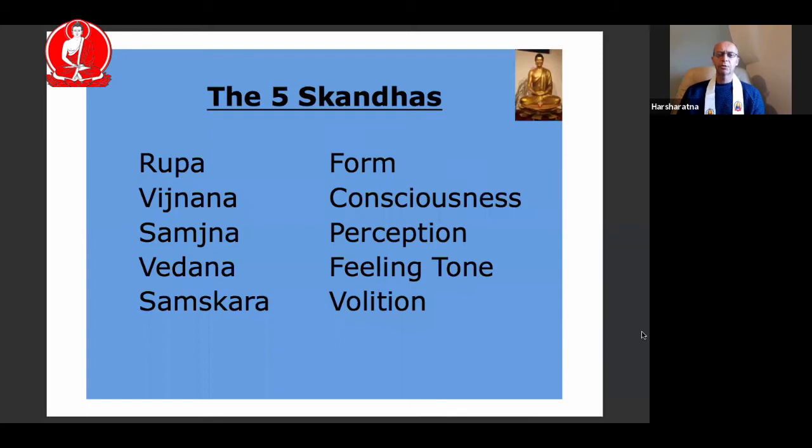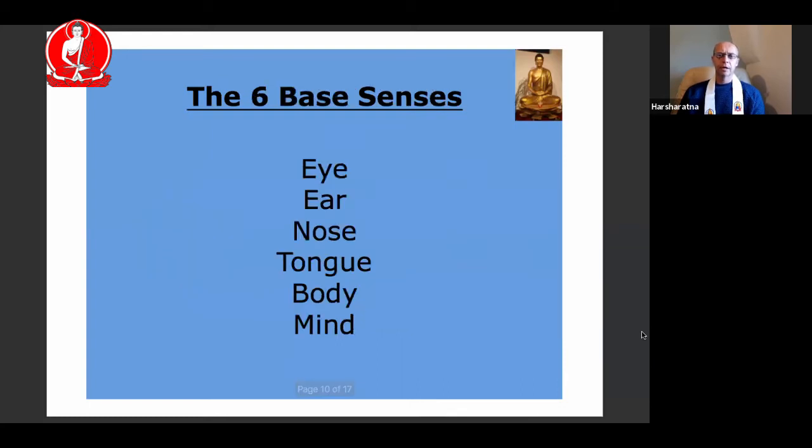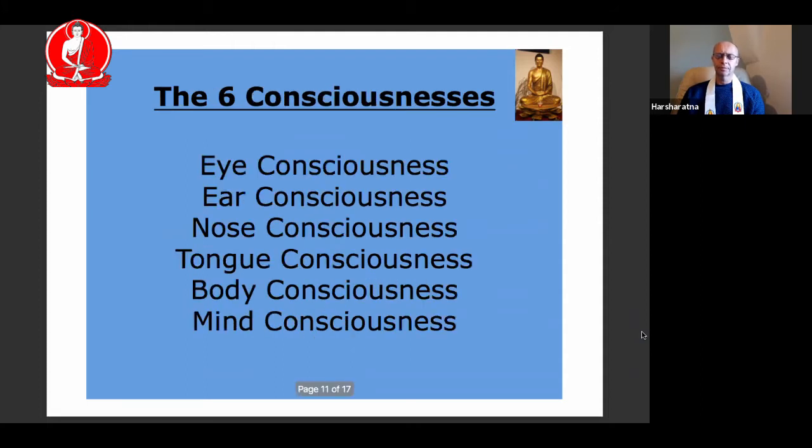So in the first week, we looked at Rupa, and we looked at the four elements, earth, water, fire and air. And we looked at how Rupa was also the six sense bases, so the eye, ear, nose, tongue, body and mind. Then the following week, we looked at the nature of consciousness. And we saw there were six consciousnesses, one for each of the senses. Recap, the mind is one of the senses in Buddhism.